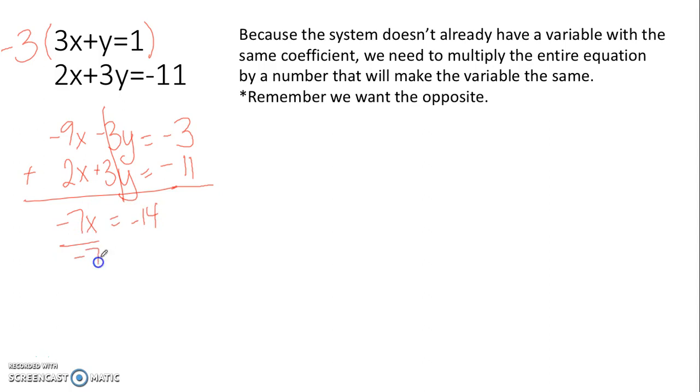Okay, now we're going to divide both sides by negative 7. These cancel out. Negative 7 divided by negative 7 is equal to x. Negative 14 divided by negative 7 is equal to 2. So we just found that x is equal to 2.